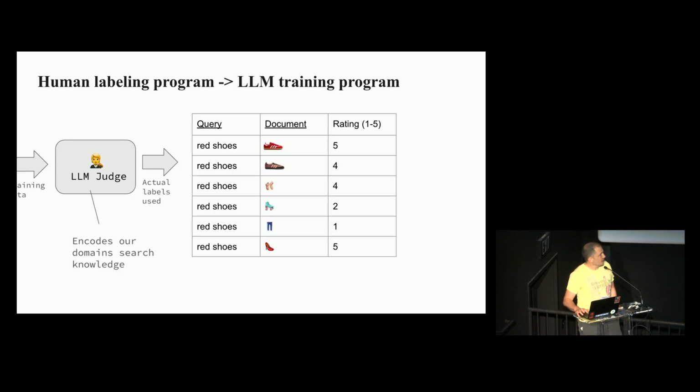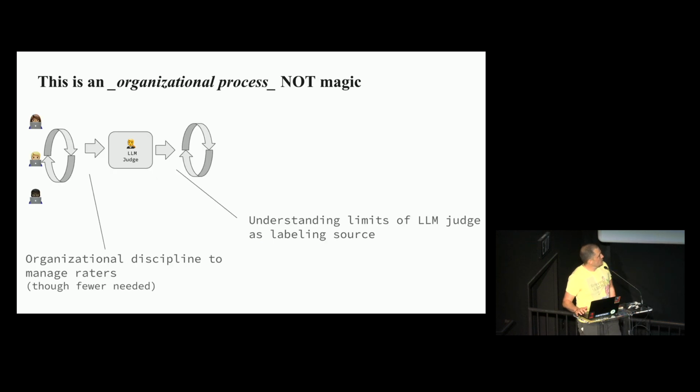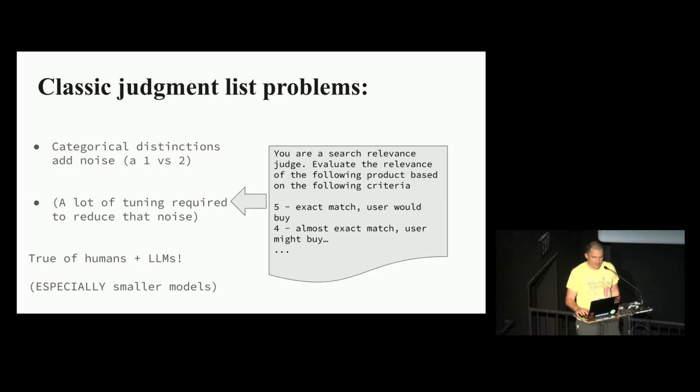Like I said, that's more or less capturing that this is going to be a search oracle. And this is an organizational process. It's not magic. A lot of things happen, and some people may have been at the meetup last night where Eric was showing some LLMs giving labels to search results. This happens with people too. There's a lot of noise when it comes to the classic judgment list.